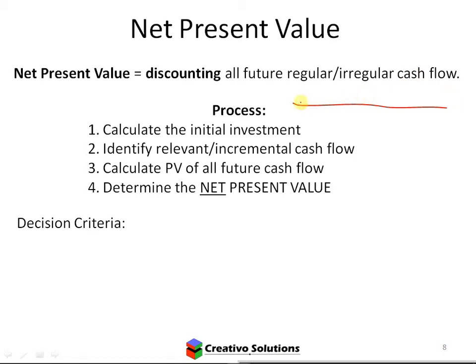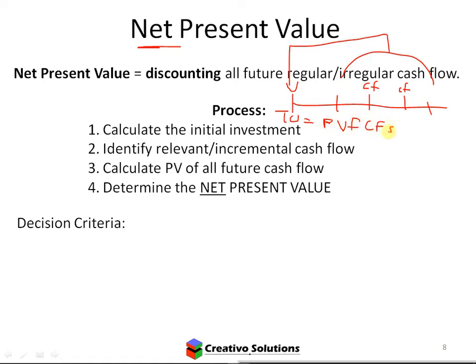So what is the theory behind it? What is net present value? Net present value is, I've got future amounts: cash flow, cash flow, cash flow, cash flow, cash flow. I'm taking all of them and discounting them back to time 0. That's the theory. And what am I getting? I'm getting the present value of my future cash flows.